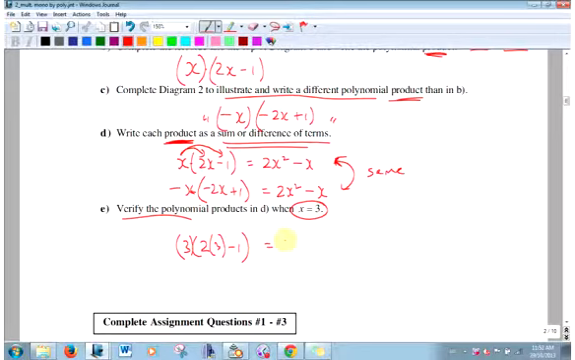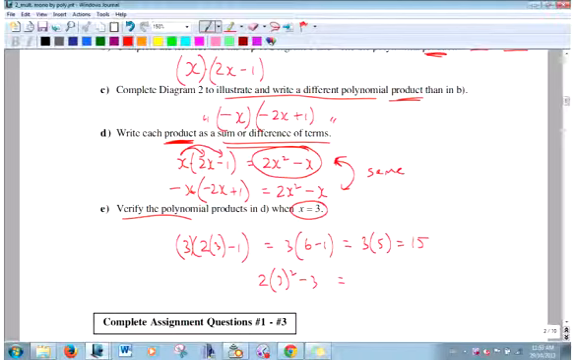So what is that? That's 3 times, 2 times 3 is 6 minus 1. What's 6 minus 1? 5 times 3. Let's just write it out. That's 15. Okay. Do I get the same thing if I put x is 3 here? Let's find out. It says these are equal, so I'd better.